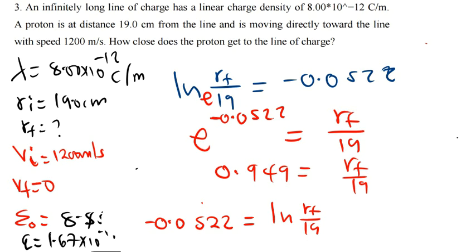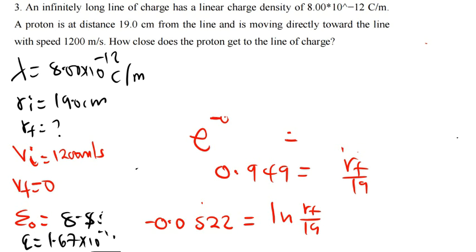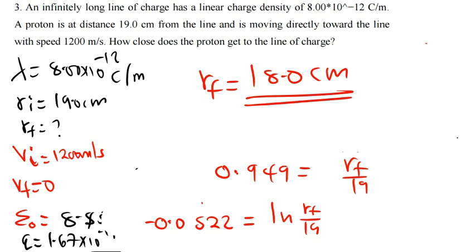Then at this point we can cross multiply. We'll find that R final will be equal to this times 19, which should be 18.0 centimeters. So that's how close it's going to be. Okay, so in this case we're finding the RF. That's the answer. So it's just a matter of you knowing those three formulas: the formula for the potential energy, which is given by the charge times the voltage, the conservation of energy, as well as the voltage difference.